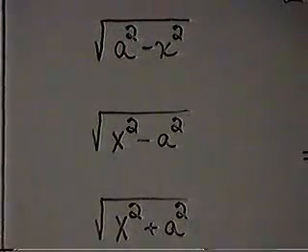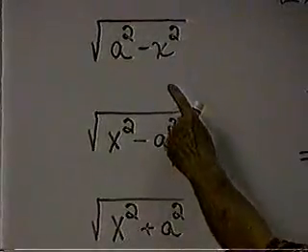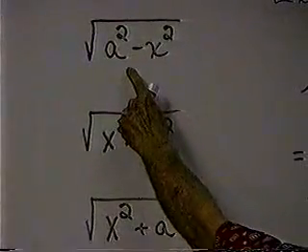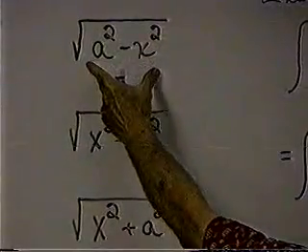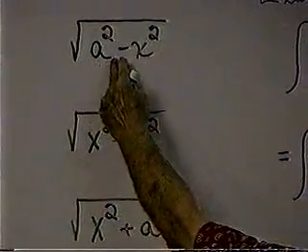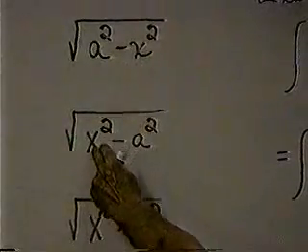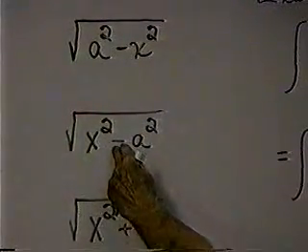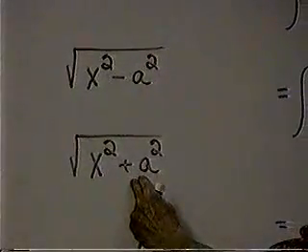All right, in trig substitution, we're going to have three choices. We're going to have a square root or a parenthesis to the 3/2 power or something like that, where we have a number minus an x squared, or an x squared minus a number, or an x squared plus a number.